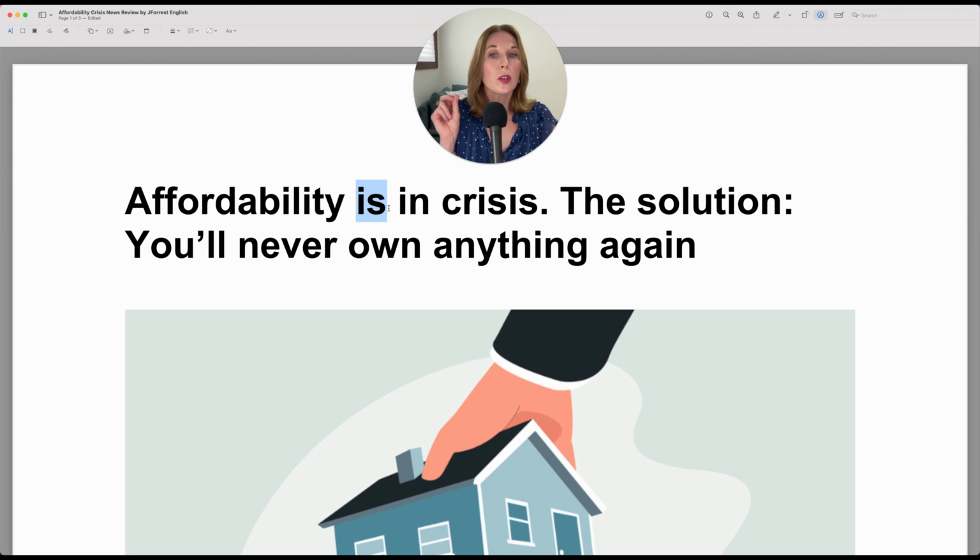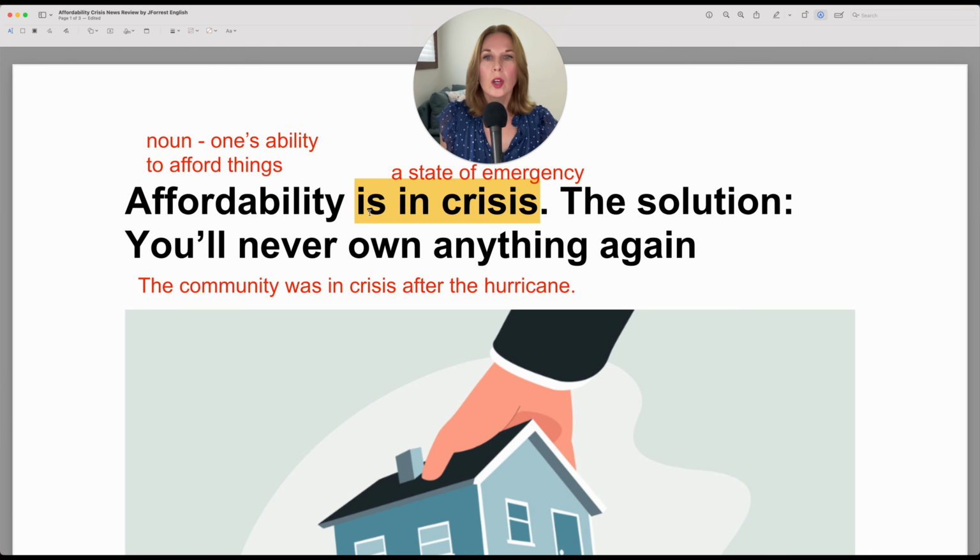And notice here, our singular verb to be, because the subject is singular, in crisis. So to be in crisis. This represents a state of emergency. So affordability, the ability of people to afford, is in a state of emergency. We use to be in crisis with serious things. So serious because of your health and safety, or serious because of financial issues as well.